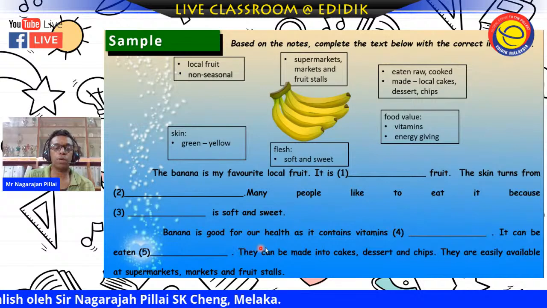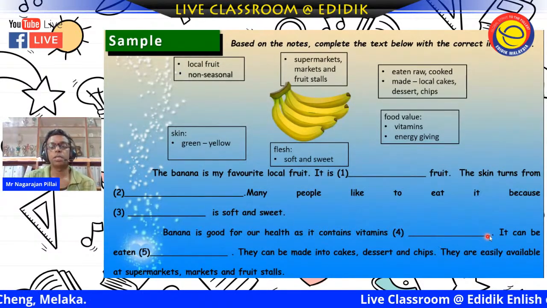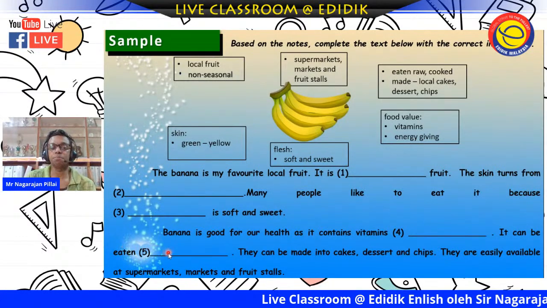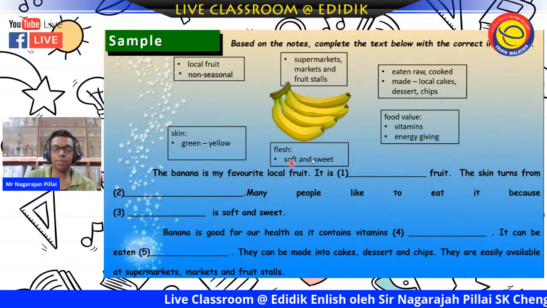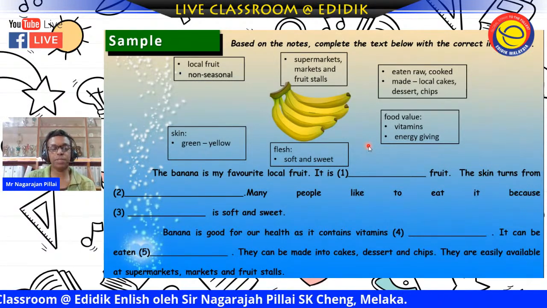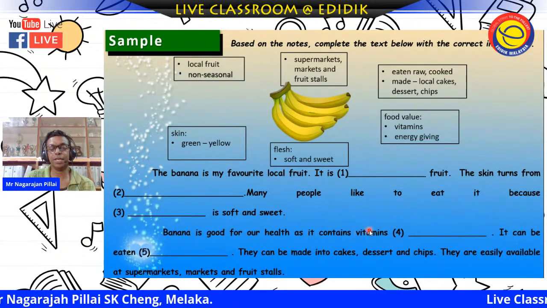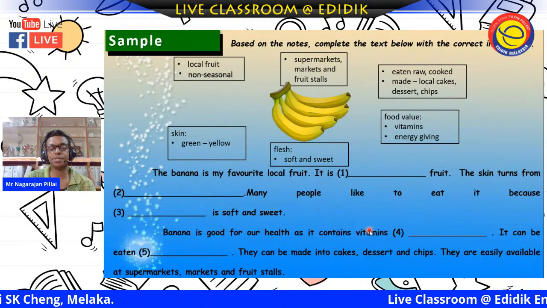Banana is good for our health as it contains vitamins, blank. It can be eaten, blank. They can be made into cakes, dessert, and chips. They are easily available at supermarkets, markets, and fruit stalls. Okay, done with the second task.